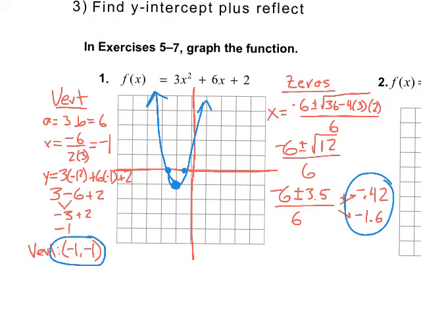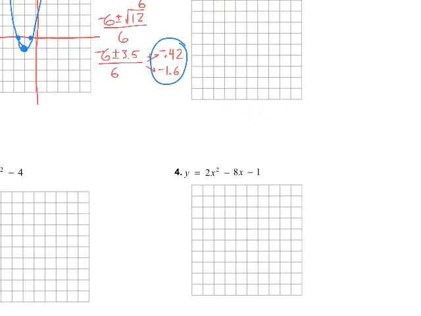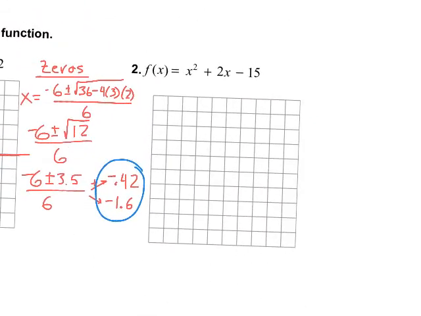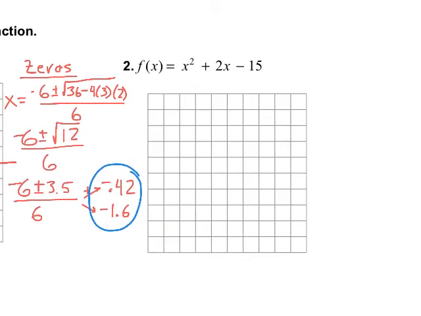Okay? Alright. So you know how to do all the stuff. You know how to do the vertex. You know how to do the zeros. You just got to practice putting them together. So let's go ahead. Let's pause the video. I'll have you go ahead and do number 2. And then once you get done with number 2, you can unpause and I will help you out.